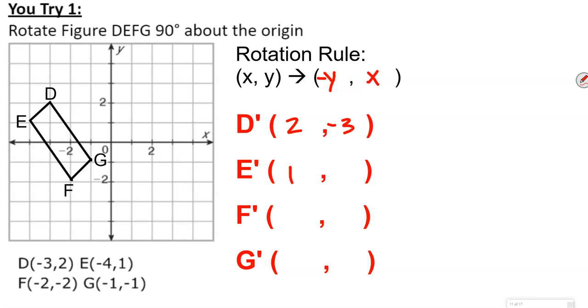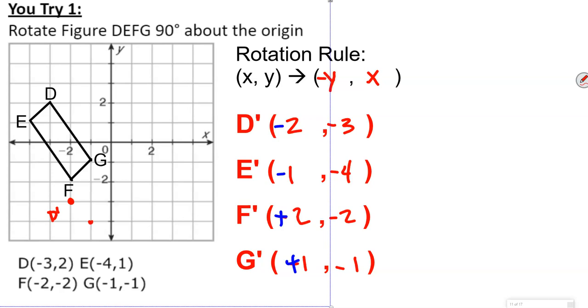(2, -3), (1, -4), (-2, -2), (-1, -1). Now I'm going to go back and change all the signs here. So this is going to be negative, negative, positive, positive. Now I'm going to plot those points. (-2, -3), right there is my D prime. I got (-1, -4) right there. That's my E prime, sorry. Then I got (2, -2). Right there is my F prime. And then I got my G prime at (1, -1). Okay, so there's my shape.